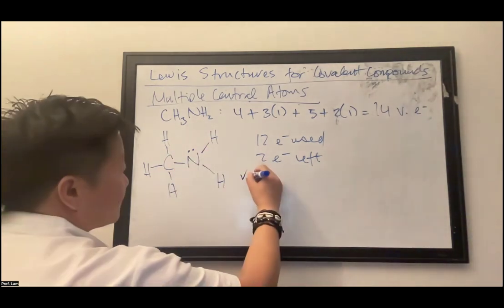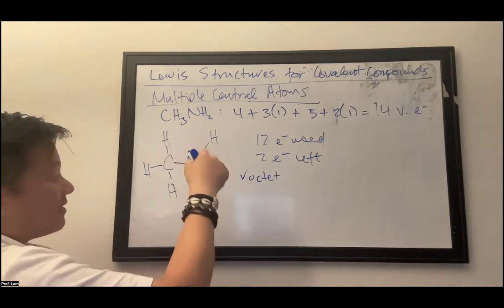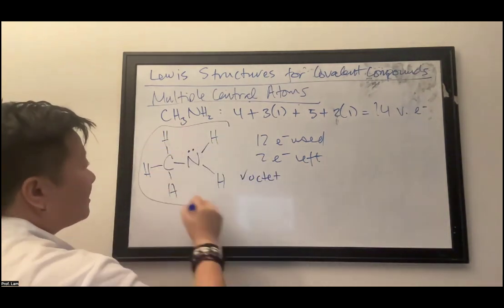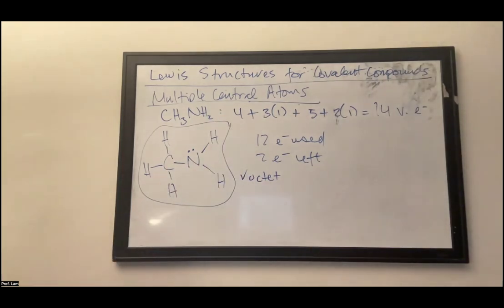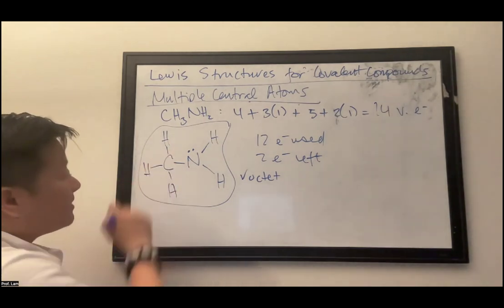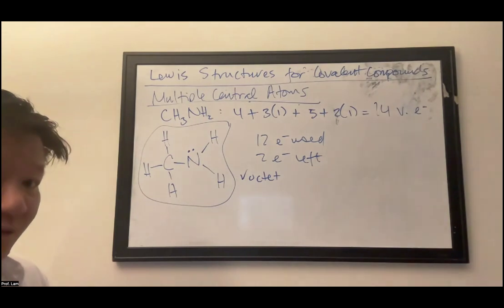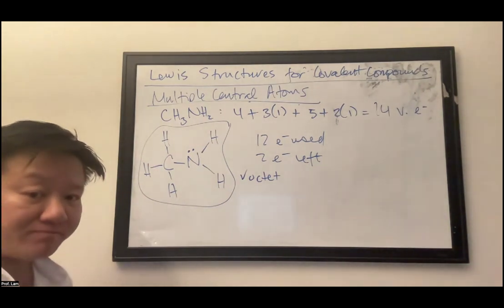So now that everybody has octet, right? We just checked 2, 4, 6, 8, 2, 4, 6, 8. Hydrogens are all singly bonded. So that's our final structure. Looking at the bonding patterns as well: carbon making 4 bonds, 0 lone pair. Nitrogen likes to make 3 bonds and has 1 lone pair. So we're good there as well.